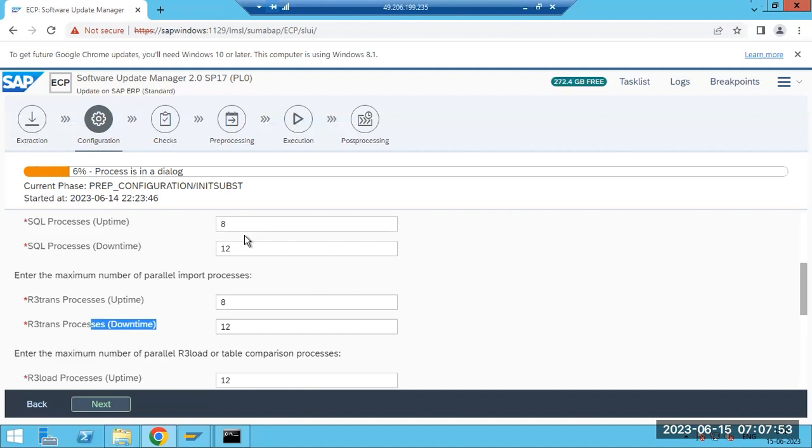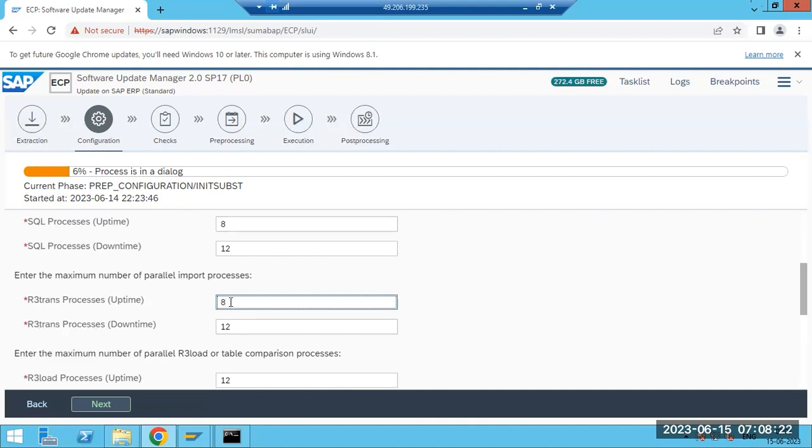So if you increase the process, it's not a problem. System upgrade will happen very fast. Multiple processes mean your upgrade will complete sooner. But here we need to check how many CPUs and how many resources we have in the system. Those things we need to check in the system.